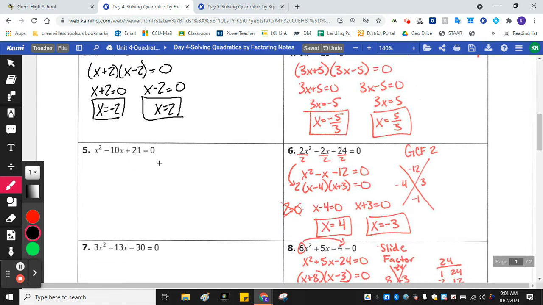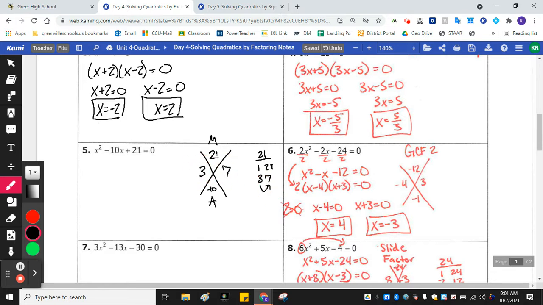Greatest common factor, there isn't any. Trinomial, a is equal to 1, so you don't have to slide it over. So you just go straight to your magic x thing. So it multiplies to 21 and adds to negative 10. If you're not sure, list the multiples of 21, 1 and 21, 3 and 7. I think that's it, honestly. So it is 3 and 7.